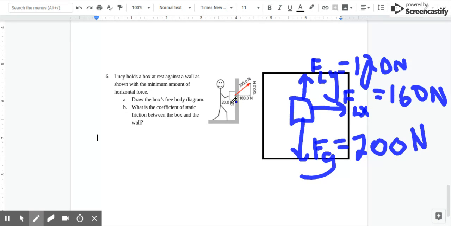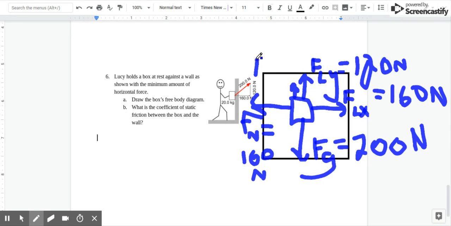Okay, so we've got 2 things left to do. We've got to do normal force, which points this way, and that's going to be equal to 160 to balance that out. Okay, and then we've got to balance out the vertical forces. So we've got 120 pointing up, 200 pointing down. So we need 80 more pointing up. And that's going to be force of friction.